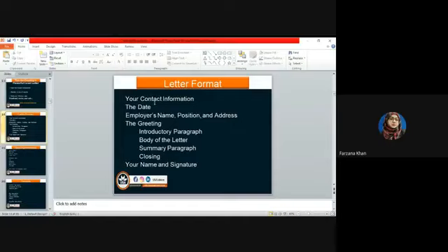Here, in the very start, you will give your contact information. You will mention the current date on which you are going to send it. Then the employer's name, meaning the recipient's position, address, and name. Then greeting, and then definitely there will be salutation and an introductory paragraph. Then there will be the body of the letter, summary paragraph, closing, your name and signature.